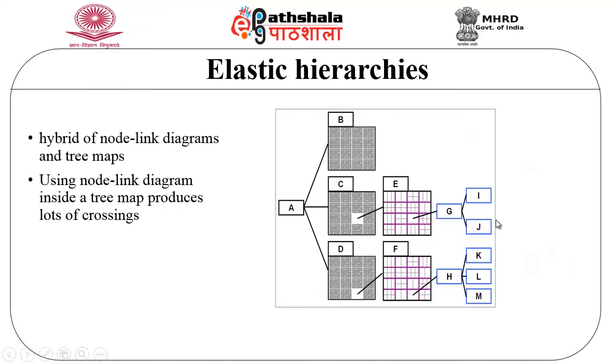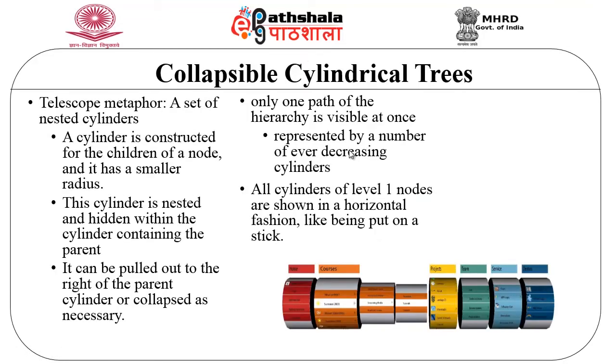There is another kind of tree called elastic hierarchical trees. Here it is a hybrid of node link diagrams and tree maps. It is a combination of node link as well as tree maps. Using the node link diagram inside a tree map produces lots of crossings. So in elastic hierarchies, we can see that you have the nodes as well as the links associated with the node, and along with it you have the tree map being inserted within this node link diagram.